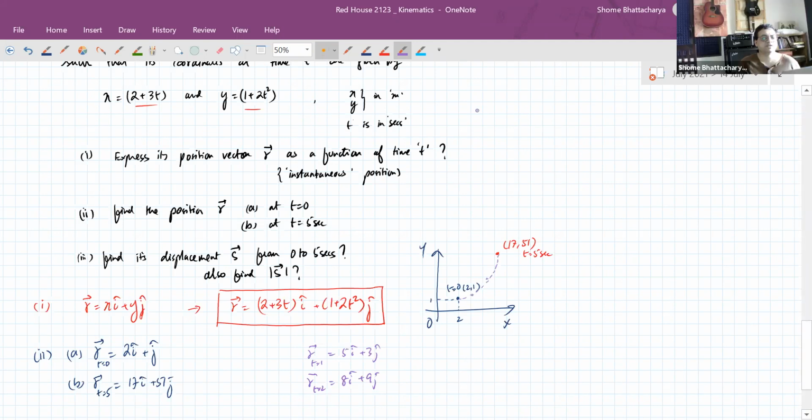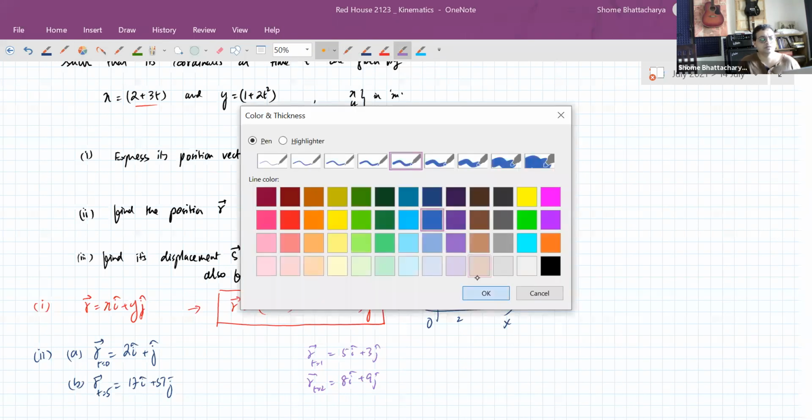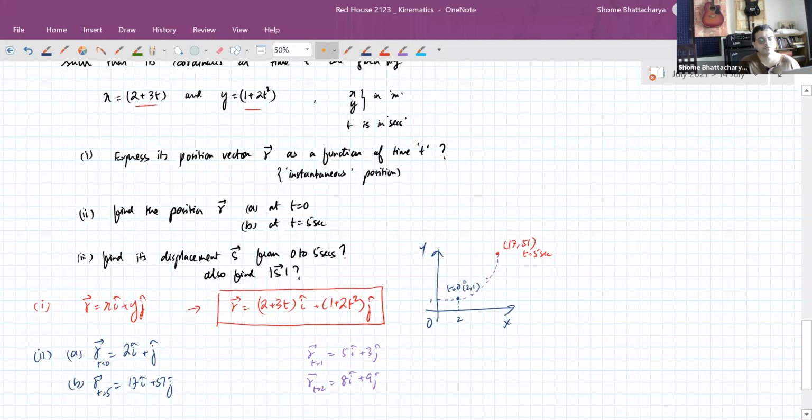But we have to find now the displacement next. The displacement is going to be just the straight line that is joining the position at t equal to 0 with the position at 5. So in the diagram, this is our displacement vector. This is our displacement from 0 to 5 seconds. So that's where the third part will come in: the displacement from t equal to 0 to t equal to 5 seconds.